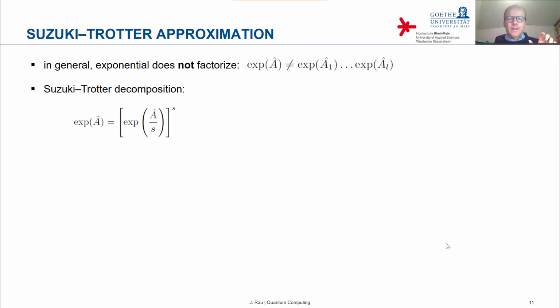transformation. So basically on the left hand side, the exponential of A, that's our entire time evolution, that's some unitary transformation. And on the right hand side, inside the square bracket, you have just a very small unitary transformation, you can imagine sort of a rotation by just a very small angle. And then you take that, you do that s times. So basically you decompose your big unitary transformation into s small steps.